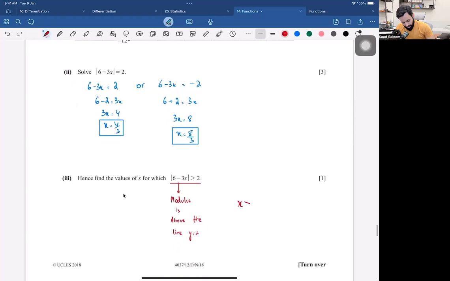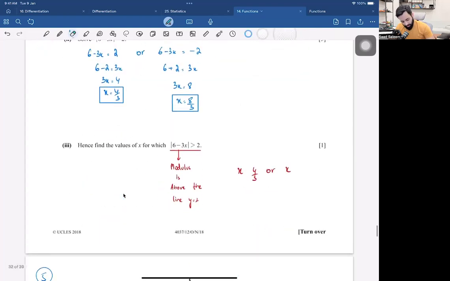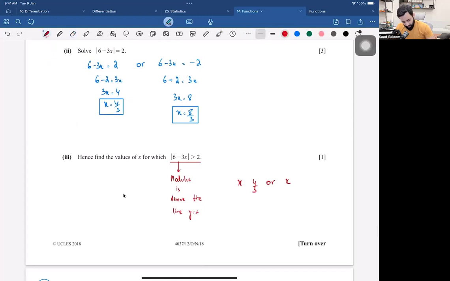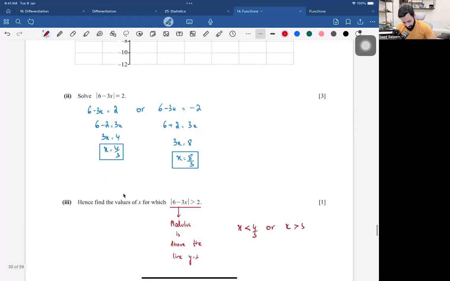We're going to say x is greater than 4 upon 3, or x is, sorry, not greater than, less than, because it's on the left-hand side. So x is less than 4 upon 3, or x is greater than 8 upon 3. There you go. That's the answer.